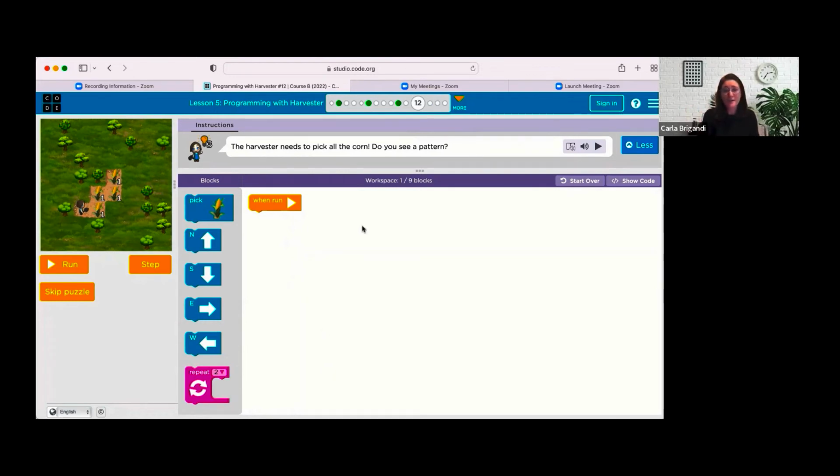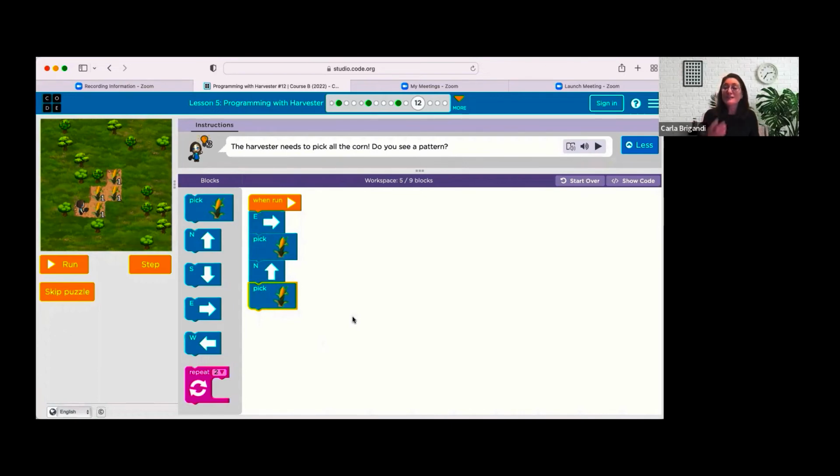So let's do my plan. I'm going to plan 1 step. Pick a corn, don't forget your pick button. Then harvester is going to turn north. And she's going to pick another piece of corn. This is my algorithm. It looks like it's coming along pretty well so far.